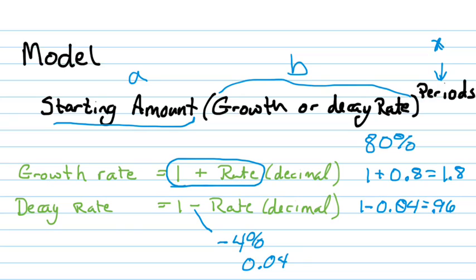It's possible to have a growth rate of 9, but you cannot have a decay rate of less than 0.